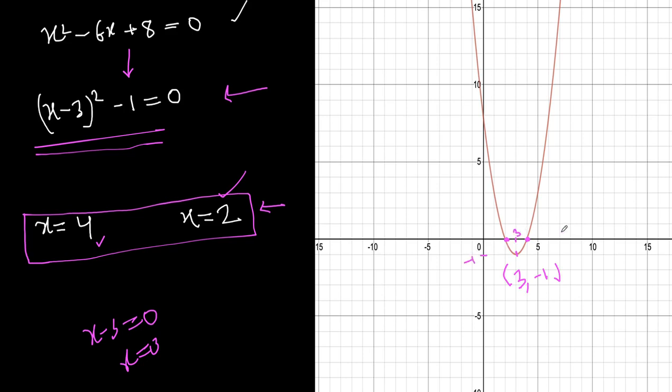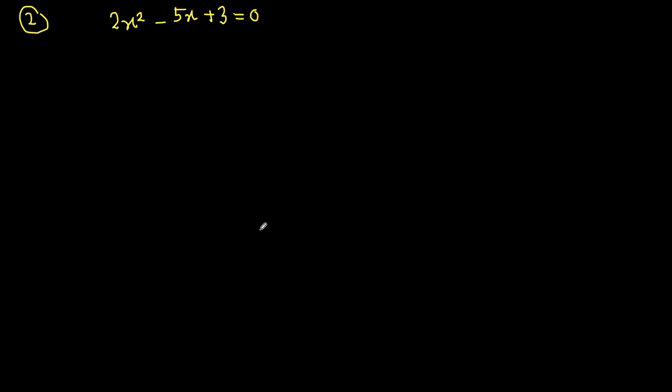So completing the square can give you the coordinates of minima or maxima, and it can also give you the roots of the equation. So this is very important. Completing the square is very important to find the minimum, and you can also find the roots of the equation. So now I'm going to do a slightly more difficult question where you have a coefficient.